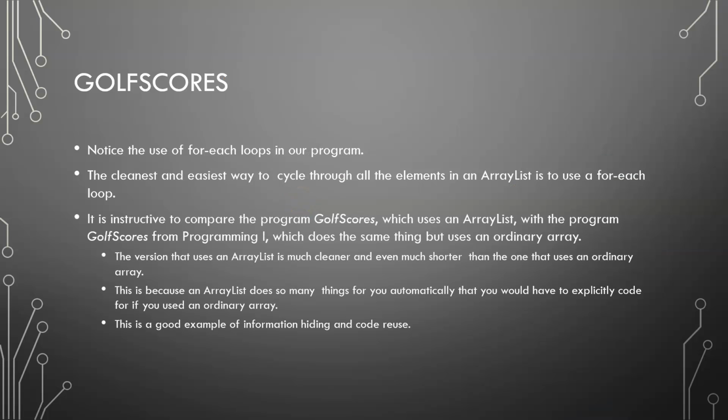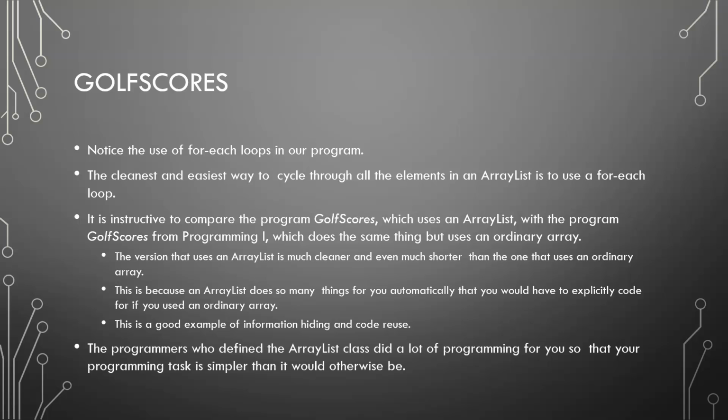It is instructive to compare the program GolfScores, which uses an ArrayList, with the program GolfScores back from Programming 1, which does the same thing, but was using just an ordinary array. The version that uses ArrayList is much cleaner, even much shorter than the one that uses an ordinary array. It's because ArrayList does so many things for you automatically that normally you'd have to explicitly code if you use an ordinary array. So this is a great example of information hiding and also code reuse. The programmers who defined the ArrayList class did a lot of programming for us so that our programming would be simpler than others would have to be.